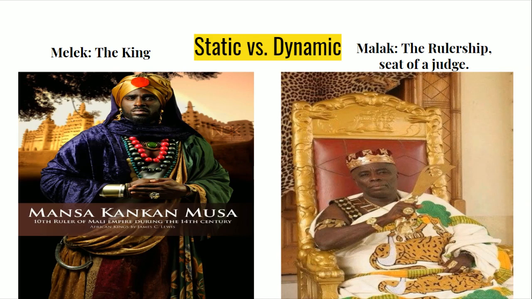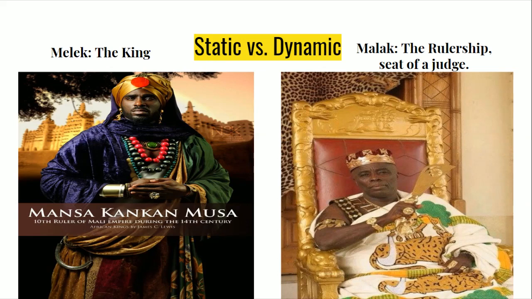So the next thing that's different is static and dynamic. In our modern Western language, verbs express action, which is dynamic, while nouns express inanimate objects, which are static. In Hebrew, all things are in motion, dynamic, including verbs and nouns. In Hebrew sentences, the verbs identify the action of the object, while nouns identify an object that is performing the action.